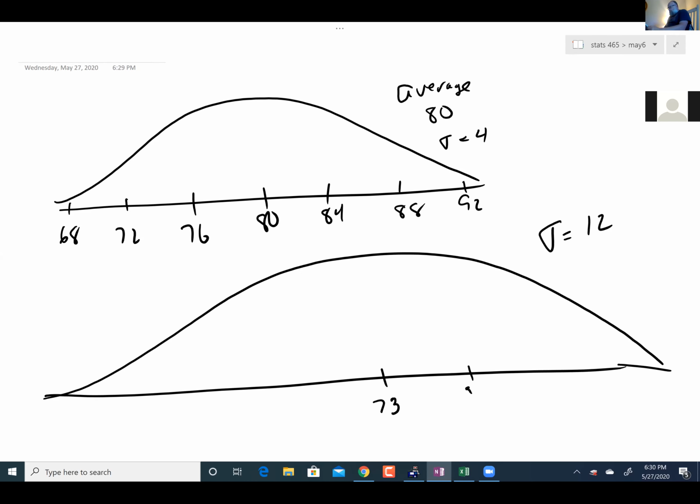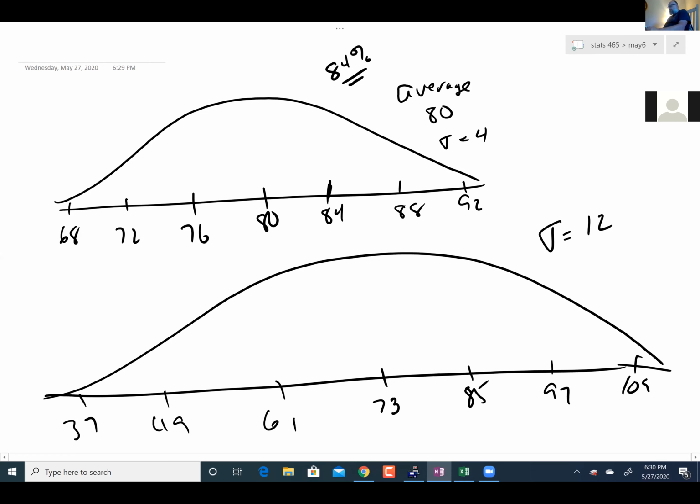85, 97, 109. Probably nobody scored that high, but whatever. 61, 49, what, 37, I guess, right? Cool, whatever. If you scored an 80, say you did an 84% in Bob's class.